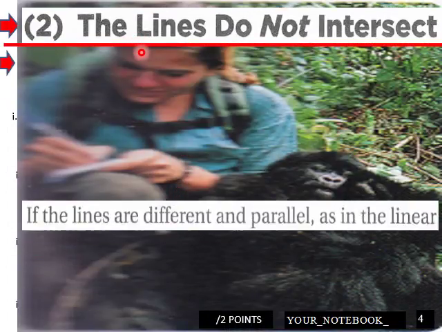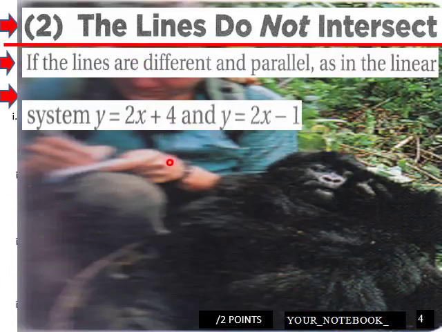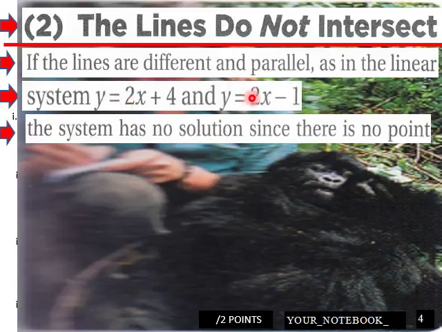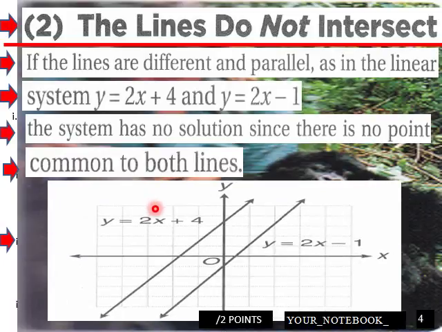If the lines do not intersect, as in this linear system, because they both have the same slope, the system has no solution since there is no point common to both lines. Here's an example of a linear system with no solution.